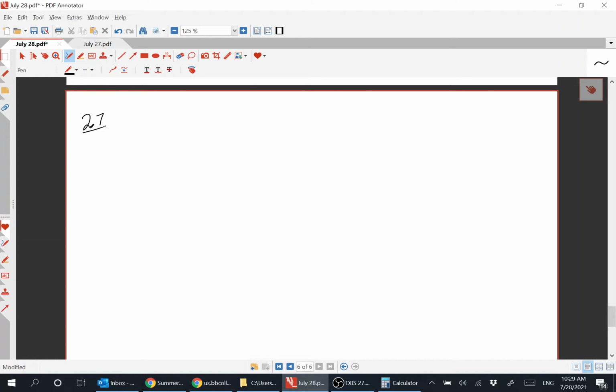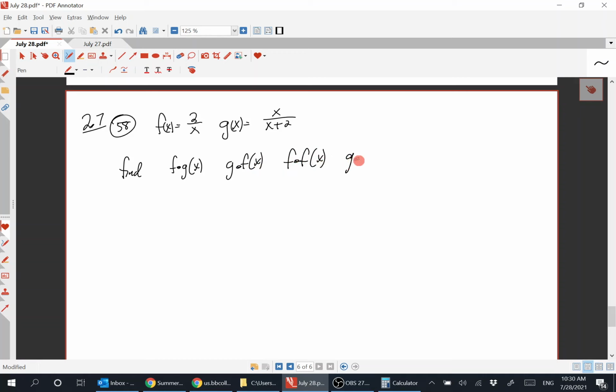So we'll do 58. We have f of x is equal to 2 over x, g of x is equal to x over x plus 2. Find f following g, g following f, f following f. So this is function composition, right? And the way these are defined, f following g of x is the function f of g of x. And what exactly does this mean?